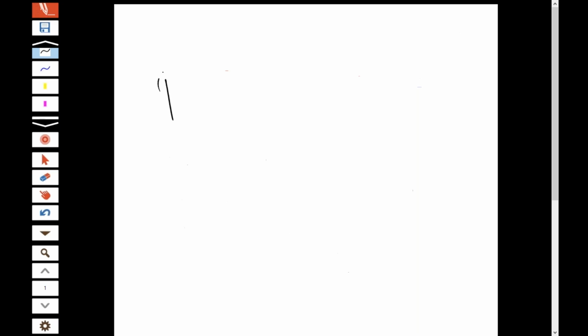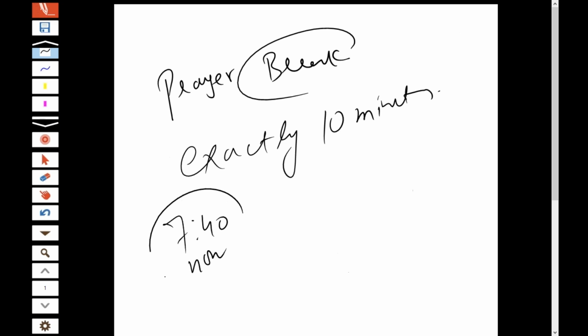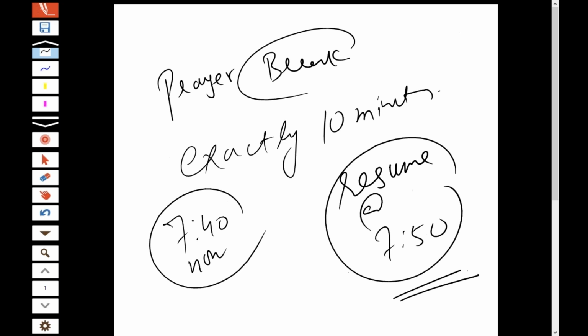So right now we need a prayer break, and the prayer break is exactly 10 minutes. It is 7:40 now, and I will resume at 7:50. It's our prayer break, only 10 minutes.